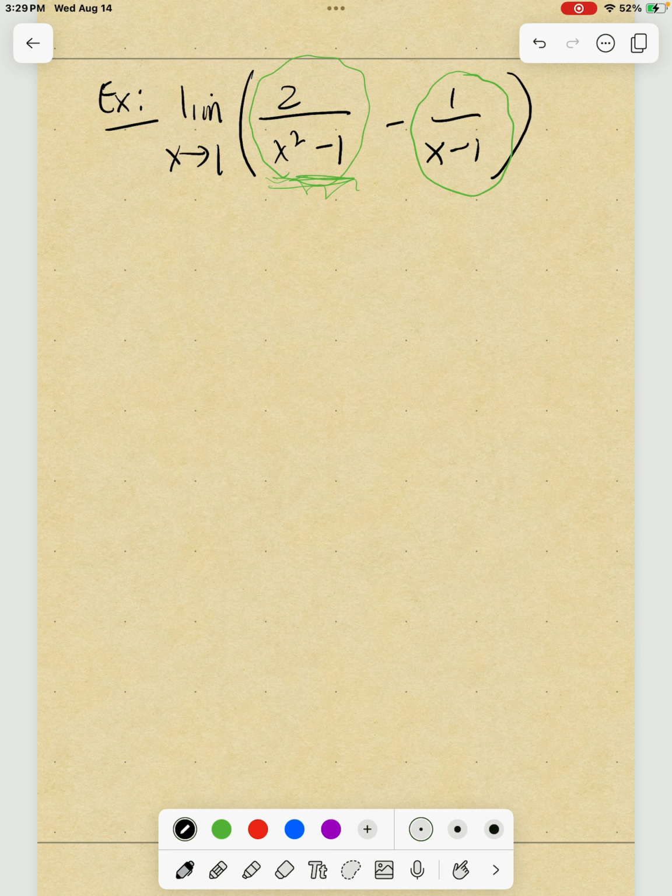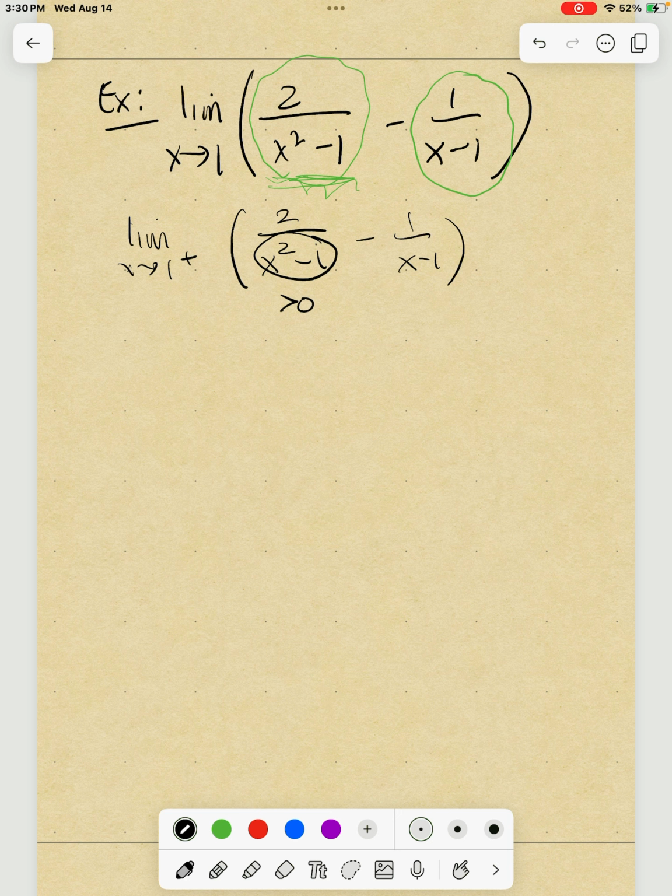What you have to do is analyze what happens when x goes to 1 from the right or from the left. As x goes to 1 from the right, this is slightly positive. This is approaching 0, but it's positive, and this is approaching 0, and it's positive. And so when you do 2 over that, you get positive, and 1 over that is positive. So you have this indeterminate form, infinity minus infinity.